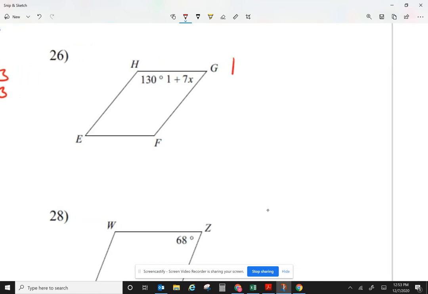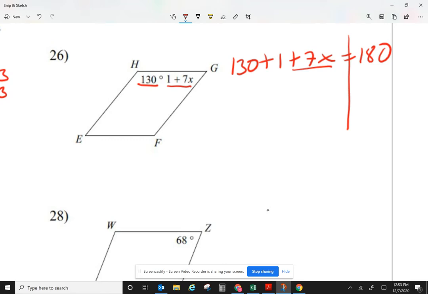So I have 130 plus 1 plus 7x. 130 degrees, that's the angle H. 1 plus 7x, that's angle G. So I'm adding everything, and it's equal to 180. Let me condense the left side. When it comes to x's, I just have 7x. 130 plus 1, that's 131. This is equal to 180.